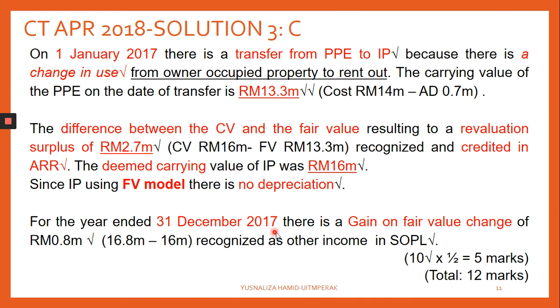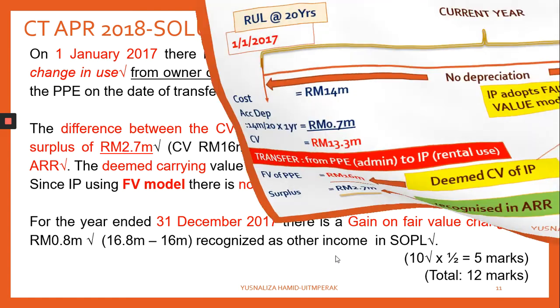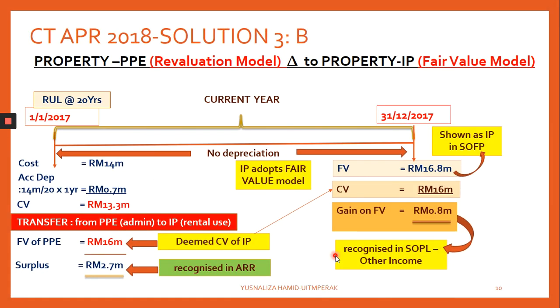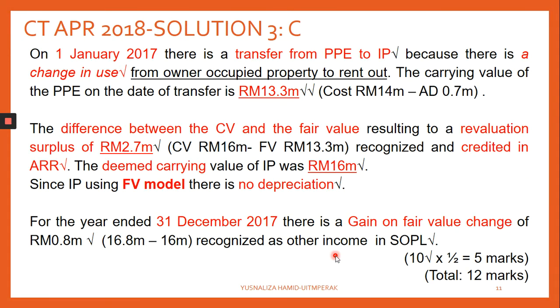And for the year ended 31st of December 2017, remember the comparison that I made earlier, there is a fair value change of 0.8 million, which compares the fair value versus the 16 million carrying value. That would be recognized as other income in the SOPL. Okay, that's it for the discussion of the accounting treatment. My advice is that please plan by doing this so that you can have a better overview of what actually happened.